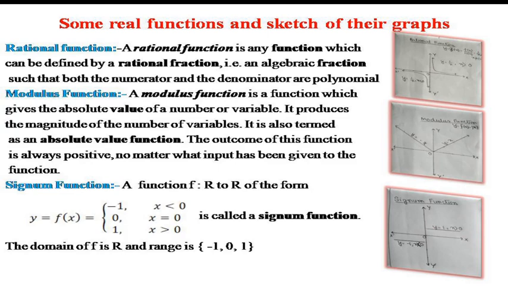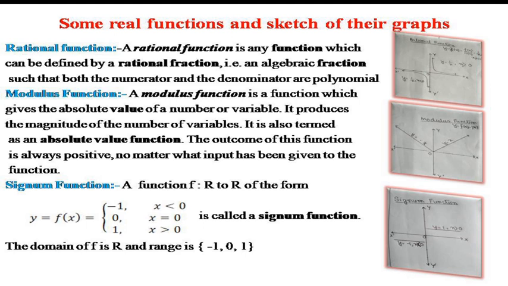Next one is our rational function. Rational function is a function which can be defined by the rational fraction, that is an algebraic fraction where both the numerator and denominator are polynomial. That is, if g(x) is equal to f(x) by h(x), h(x) not equal to 0 and f(x) and h(x) both are polynomials, in that case we can call g(x) as a rational function. Here I am considering one example, g(x) is equal to 1 by x, x not equal to 0, and draw the graph of that function.